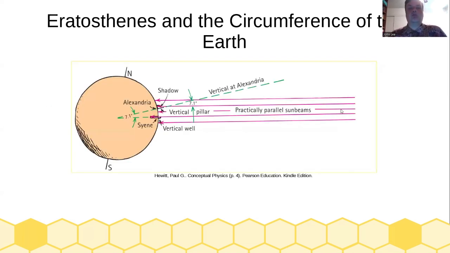So what happened was that in his day-to-day life, Eratosthenes heard a rumor that there was a well in Siena that at a certain time of day on a certain day cast no shadow, meaning that the sun's beams were perfectly parallel to it. They were going straight into it.